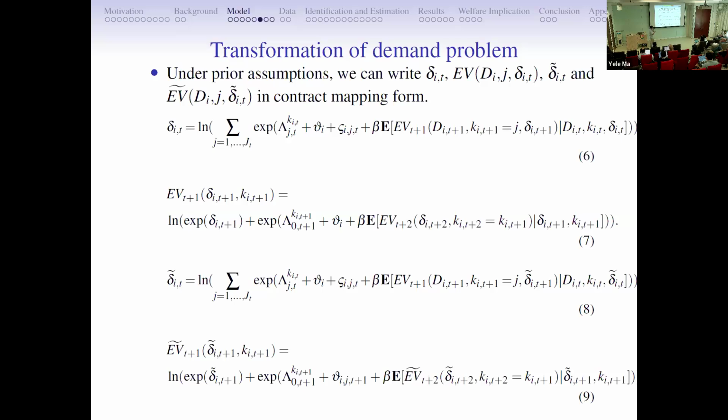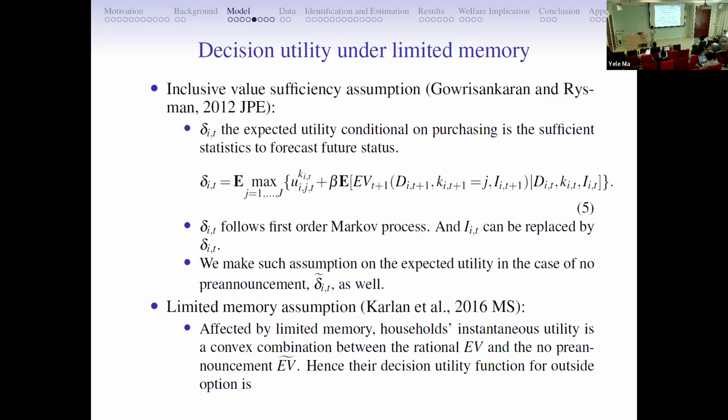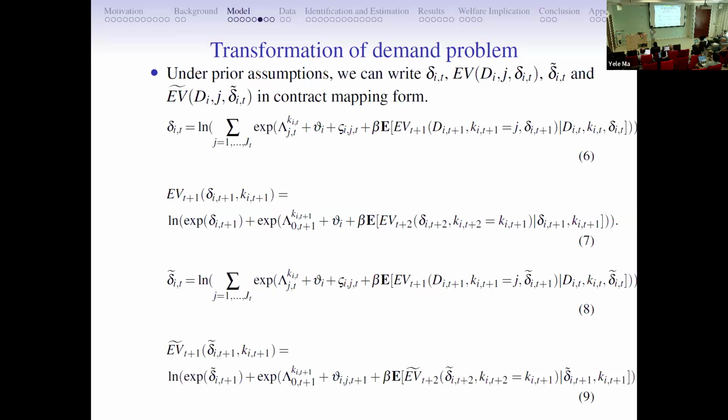One thing to mention here is that in the original work of Gowrisankaran and Rysman's paper, the inclusive value sufficiency assumption is made in the steady state, or a stationary stochastic process. But here, the Markov process is influenced by the pre-announcement of the future tax rise. So if the household's information set is affected by the future tax rise announcement, I assume that in their belief, they will reach the stationary state instantly when the tax rise has been implemented, and they later use backward induction to derive their current utility. I mean, delta IT and EV here.